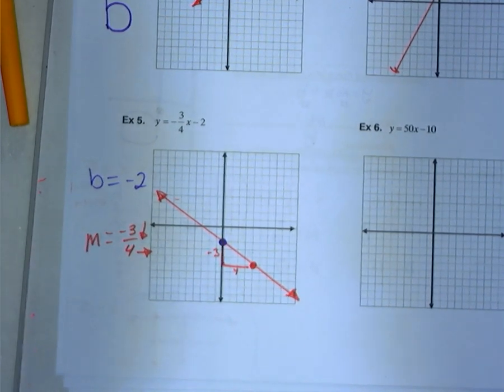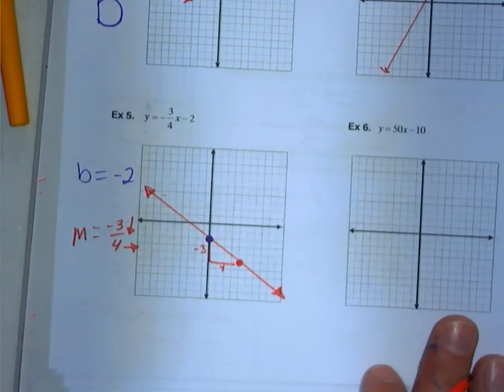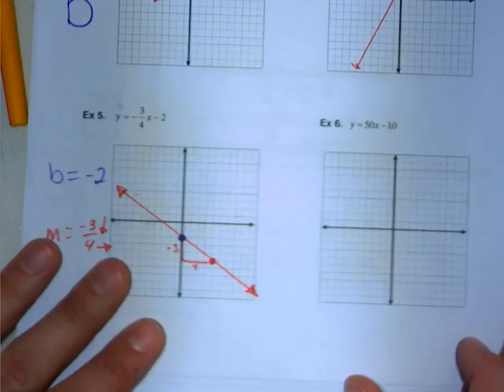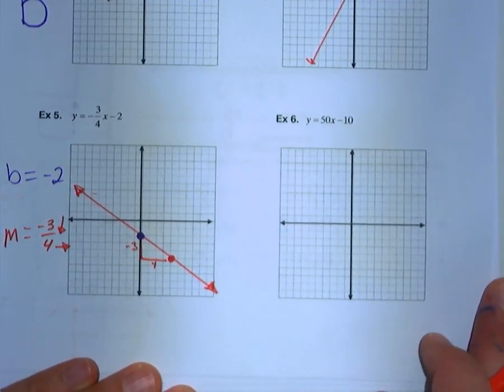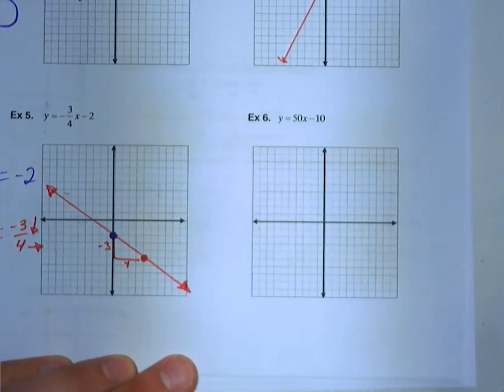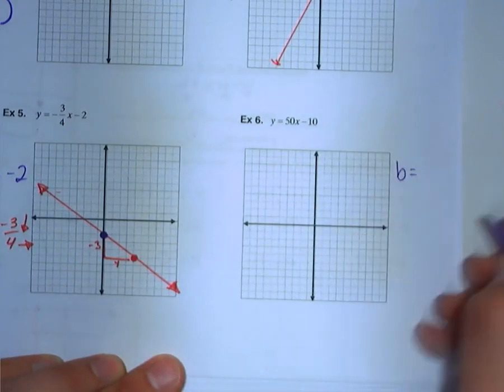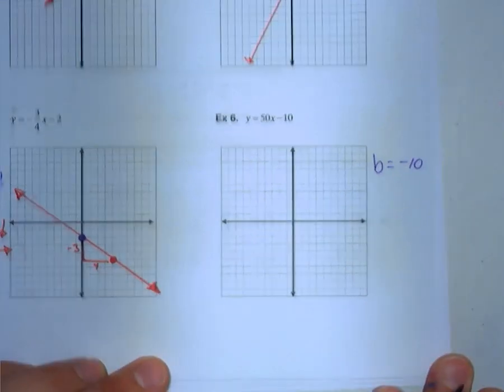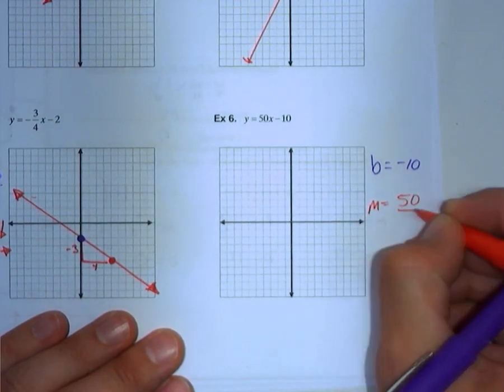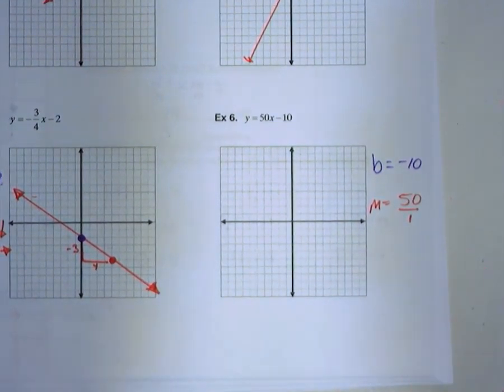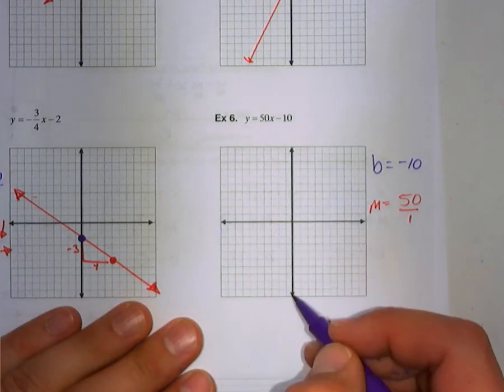All right, let's take a look at number 6. I've got big numbers here. I've got y equals 50x minus 10. What's b? Negative 10. And what's the slope? 50, or 50 over 1. Now, if I go down 10 by counting by ones, how am I going to go up 50 and over 1?